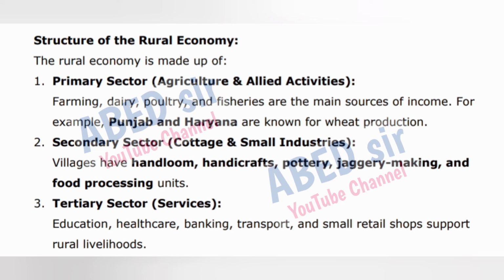Structure of the rural economy. The rural economy is made up of 1. Primary sector, agriculture and allied activities. Farming, dairy, poultry, and fisheries are the main sources of income. For example, Punjab and Haryana are known for wheat production.